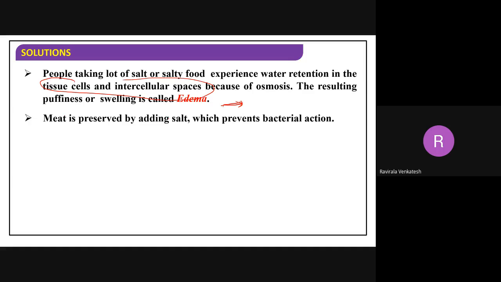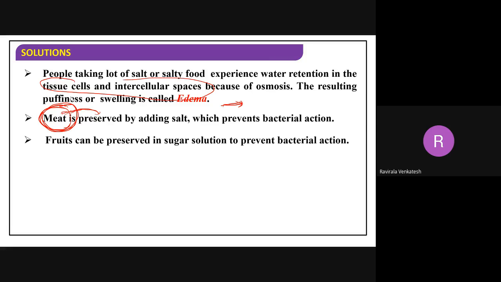Now, meat is preserved by adding salt, which prevents the bacterial action, because when you place the meat in salt, whatever the water contained in the meat will go outside. Meat becomes dry. So when it becomes dry, what happens? You can preserve that one for a long time. If it is dry, you can preserve for a long time. If it is in wet condition, having water, that will be easily damaged.